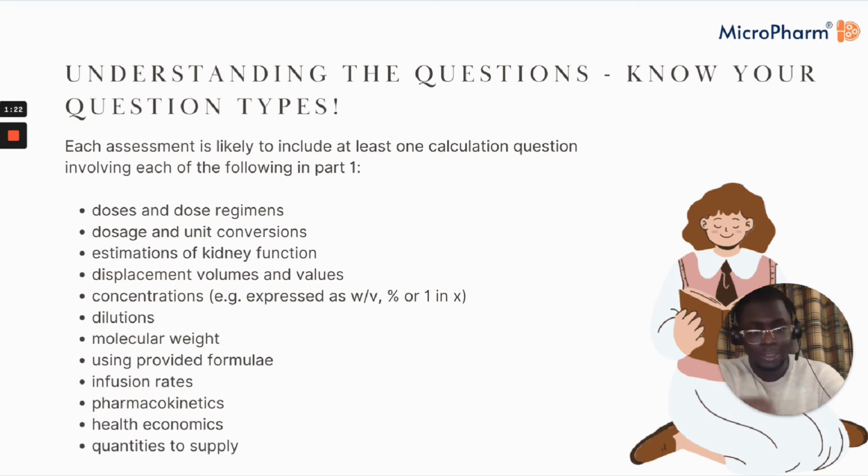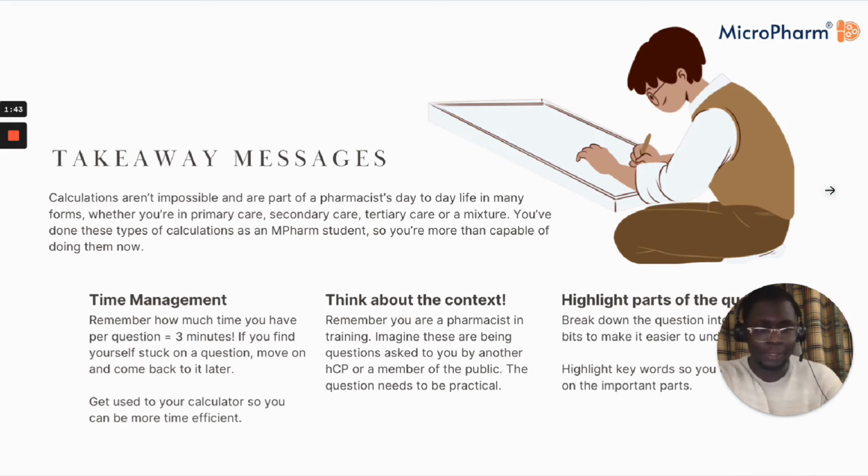But before we get into the actual nitty-gritty of it, the first thing I'm going to remind you is that your success with regards to the calculations component of the registration assessment always comes back to understanding the questions. Know your question types. Each assessment is likely to include at least one calculation question involving each of the following in part 1. The other thing that I will stress to you as well is that calculations are part of a pharmacist's day-to-day life in many different forms, and they are by no means impossible, whether you're in primary care, secondary care, tertiary care, or even cross-sector. You've done all of these calculations before as an MPharm student and were successful. There is no reason why you can't be successful with the same question types now.